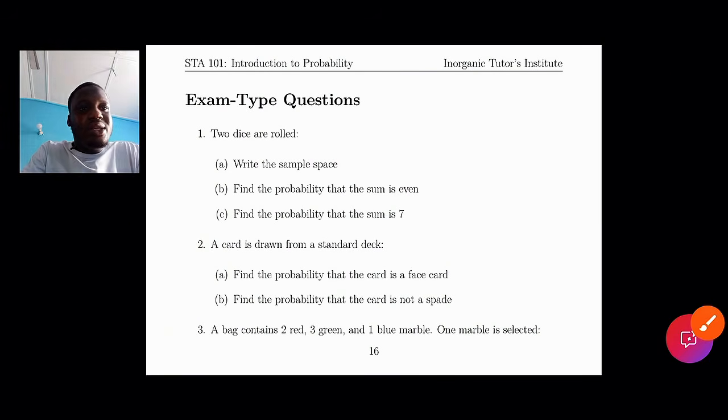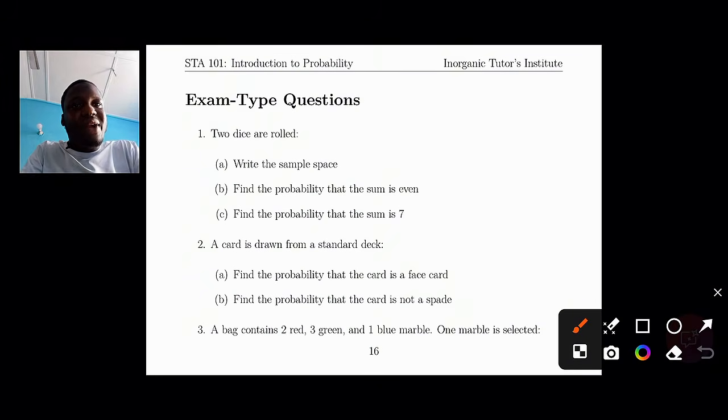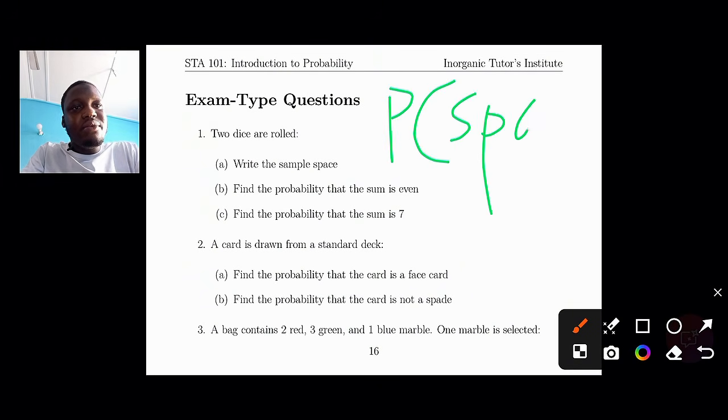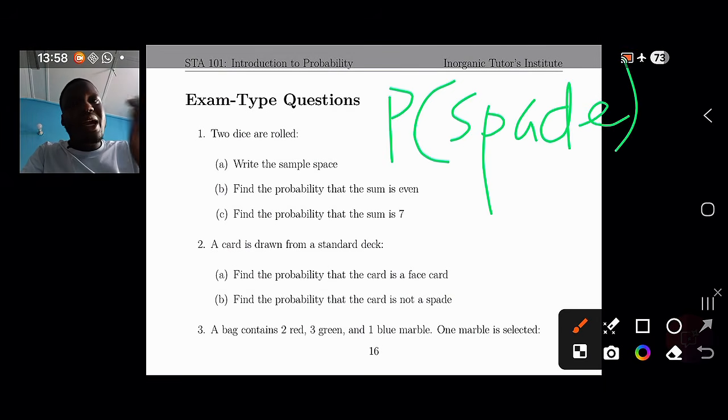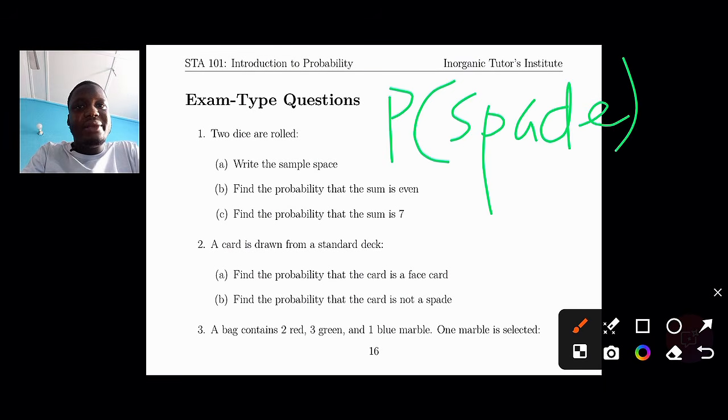One wise way to do this is to find the probability of getting a spade. When you are done, then you find the complement of a spade. Okay, so let me solve it for you. So the probability of a spade.